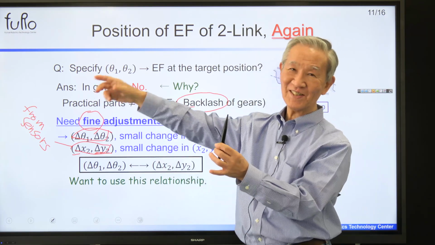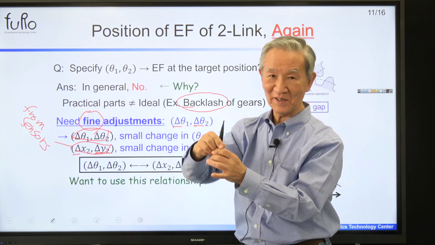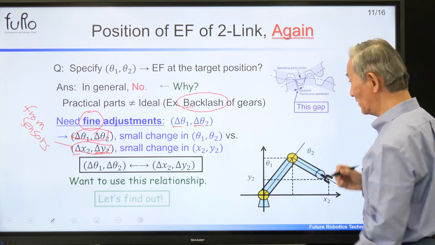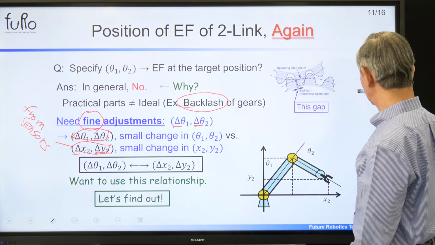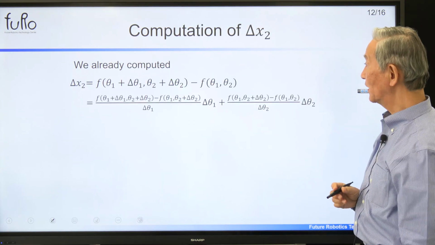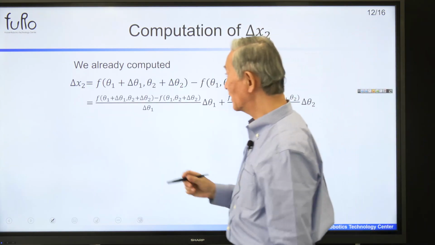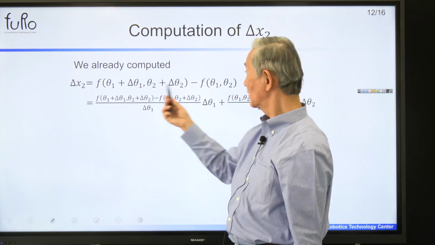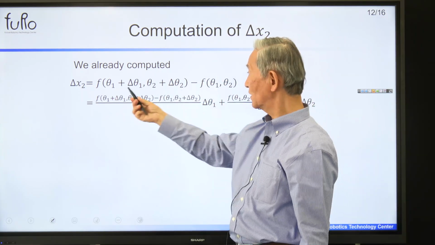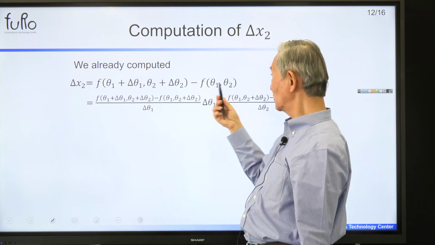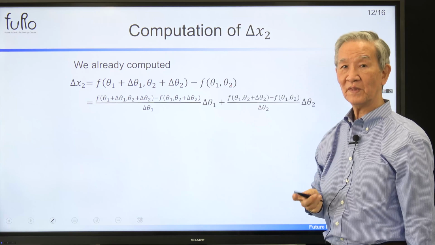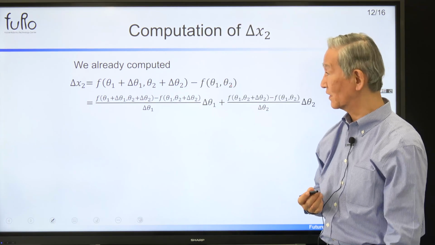If there's a large position error, then you just move it, okay? So, what is the relationship between these two? Let's find out. Delta x2, by definition, is from theta 1 to theta 1 plus delta theta 1, theta 2 to theta 2 plus delta theta 2, and the difference between these two. That is the definition of delta x2.